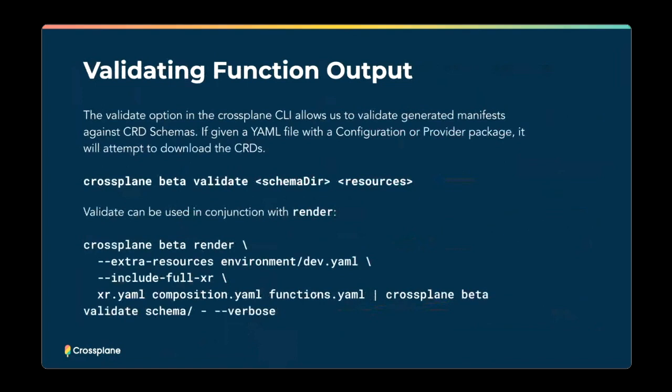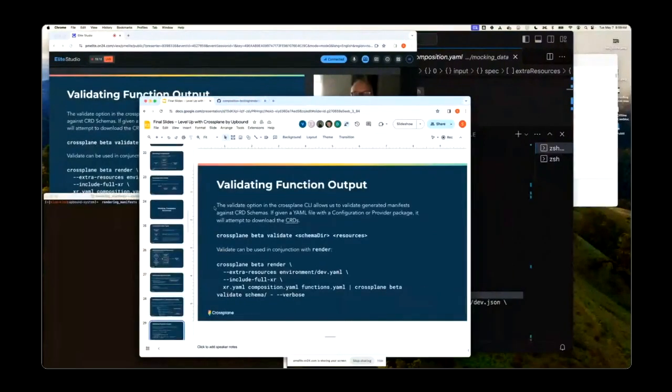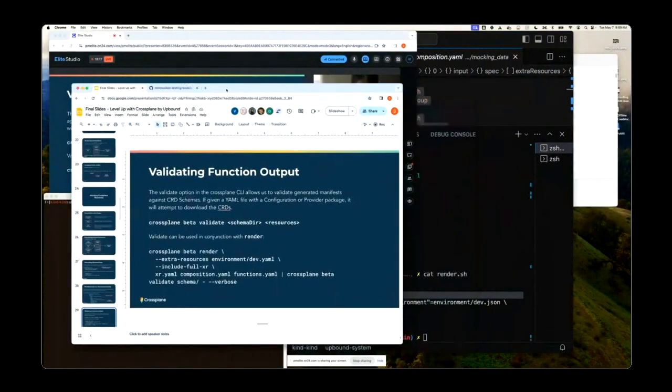Finally, the last thing I want to show is validating. So this is a new option that came along with render, and we could basically validate against existing schema resources, right? So in this case, what we're going to do is we need to include the full XR because we want to include the spec, and then we're going to validate here. This is the main command here. In this case, I'm just mocking CRDs that are in a directory, but you could also point this at a configuration package and it'll download the configurations. So let's just show a quick example of this, and then I'll hand it off to my partner.